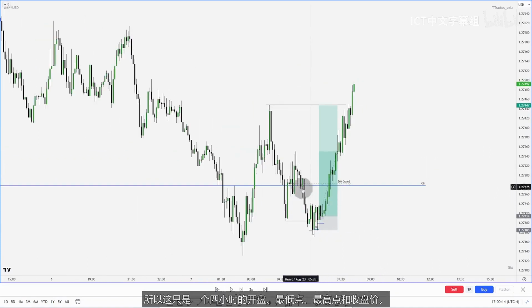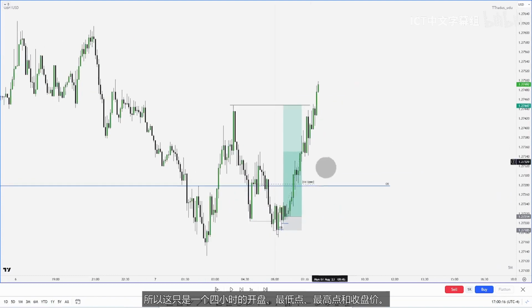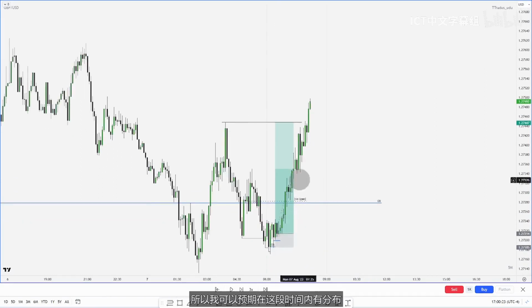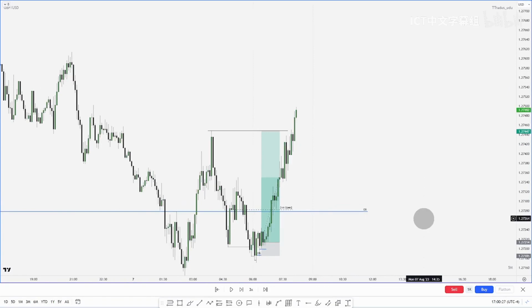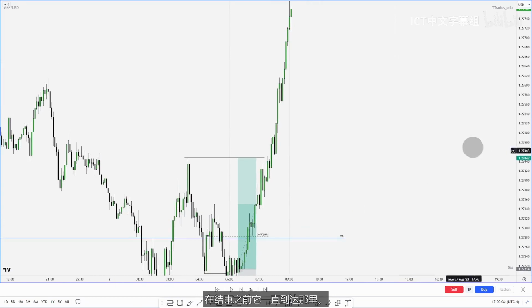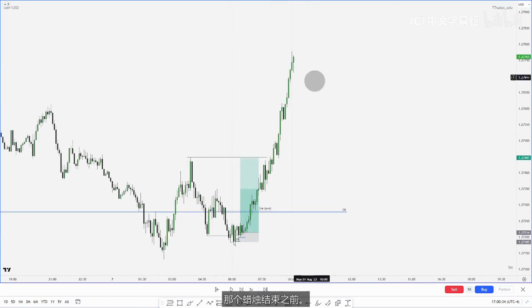And so that's just a 4-hour open, low, high, close. But when does this 4-hour candle close? Right here at 9. So I can expect distribution throughout this time period before a high and then a close, right? So let's see how this plays out. It reaches all the way up there before the close of that candle.